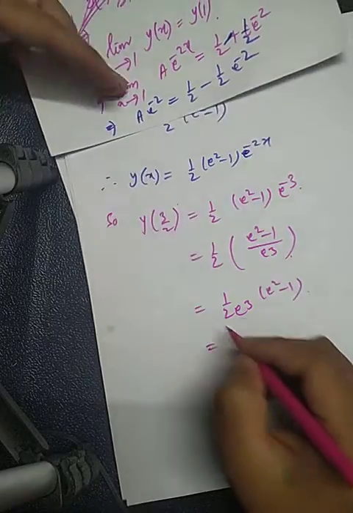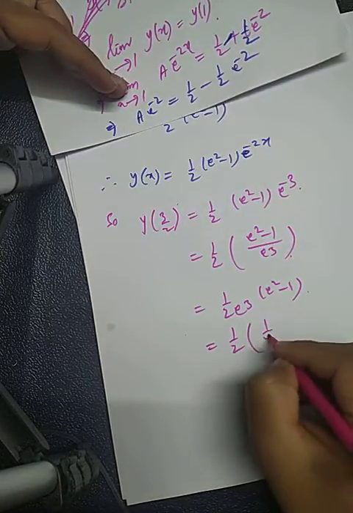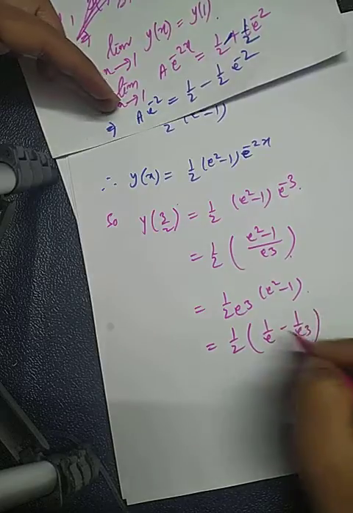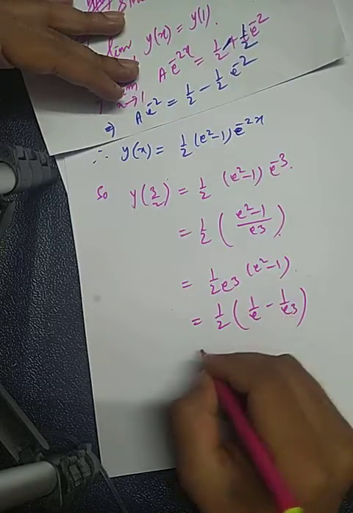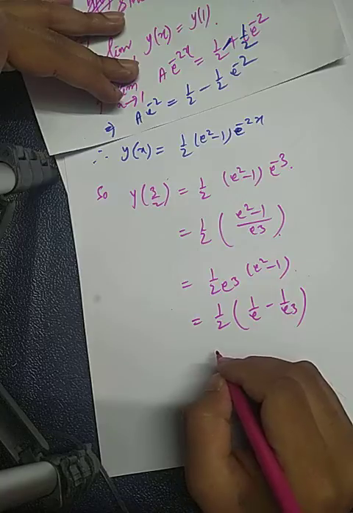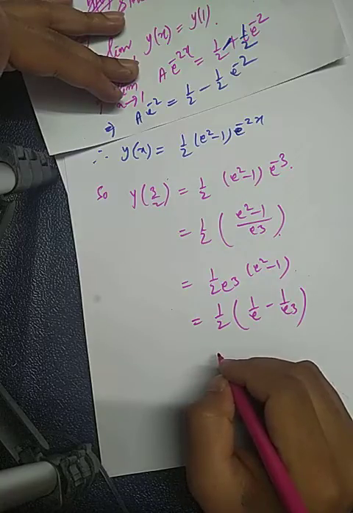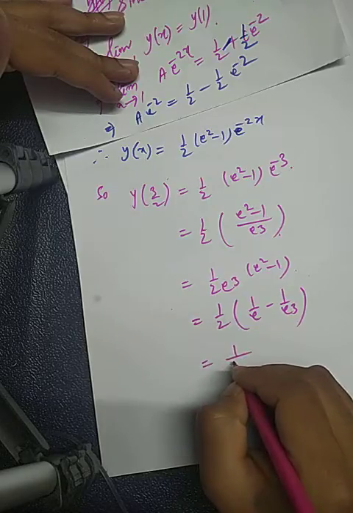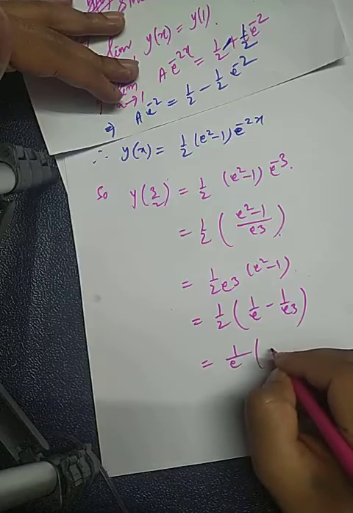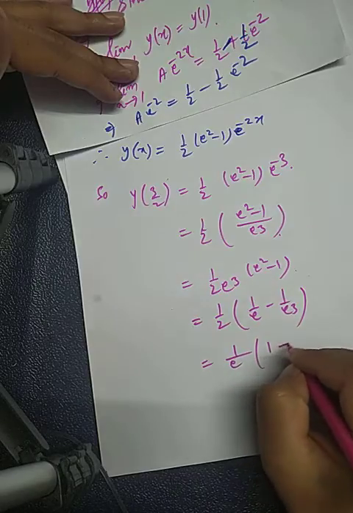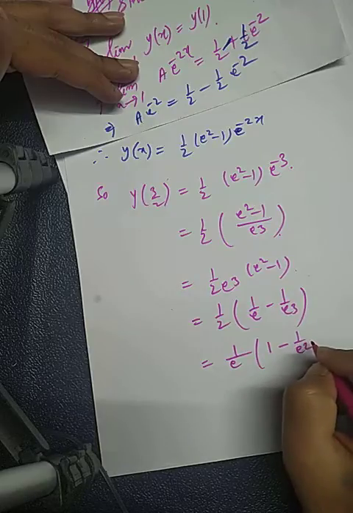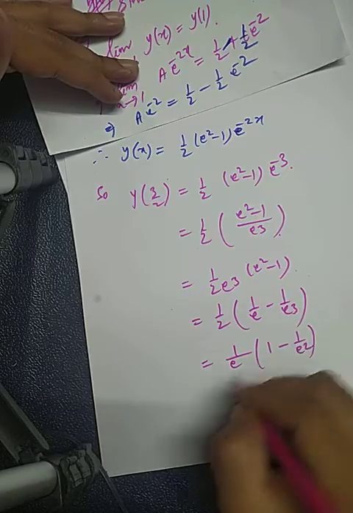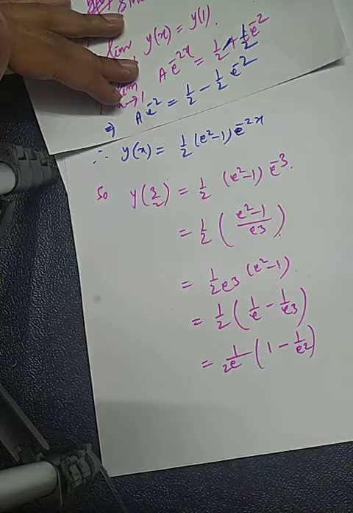So we have to do some manipulation. Half into 1 by e minus 1 by e cubed, right? We have to do some manipulations to get the exact answer. So if we take 1 by e into (1 minus 1 by e squared), right?